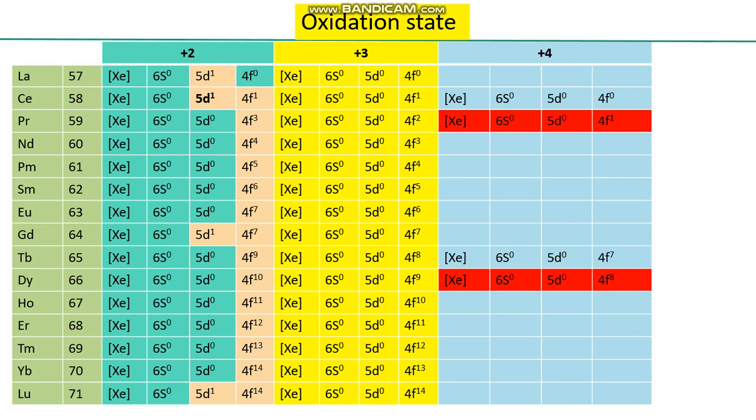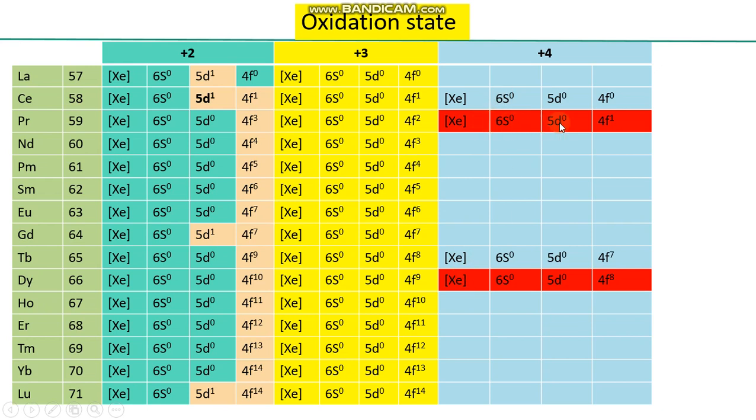+3 is a very common oxidation state, and all lanthanides exist in the +3 oxidation state. There are certain lanthanides which also exist in the +4 oxidation state, and this +4 has been observed for only 4 systems. One is cerium, the other one is praseodymium, third one is terbium, and fourth one is dysprosium.